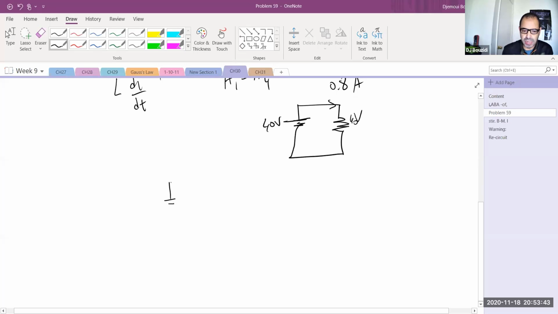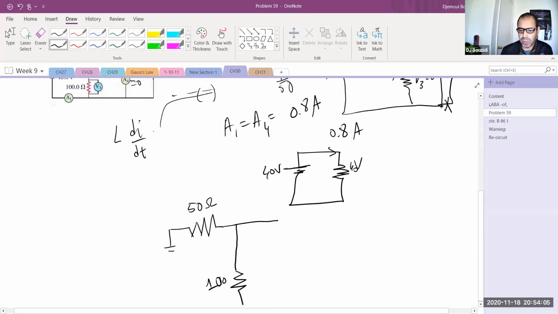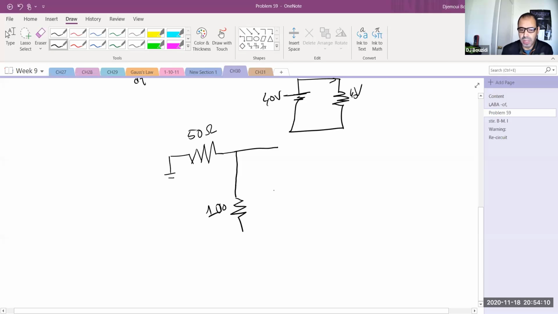I still have my battery here. I have my 100 ohm resistor. This one, is it 50 ohms? Sorry. Okay. Now the inductor will be replaced by a wire. I have the 100 ohms here. There will be an open circuit for the capacitor because it's fully charged, so nothing will flow through it. I'm going to leave it alone because it's open. And now you have the 50 ohms. Again, this is how the circuit looks after a long time.